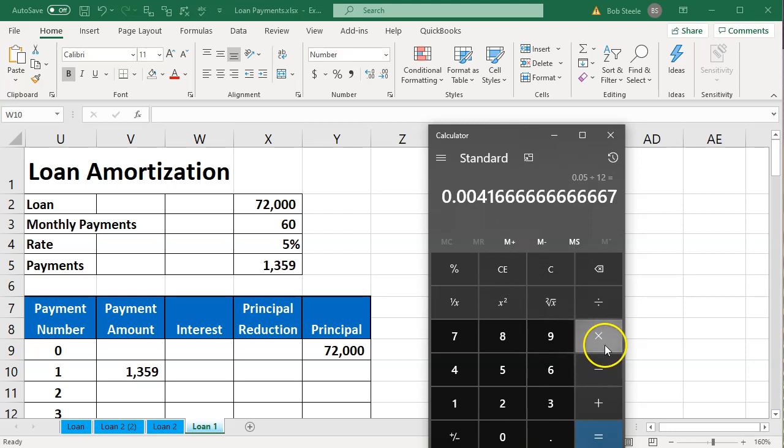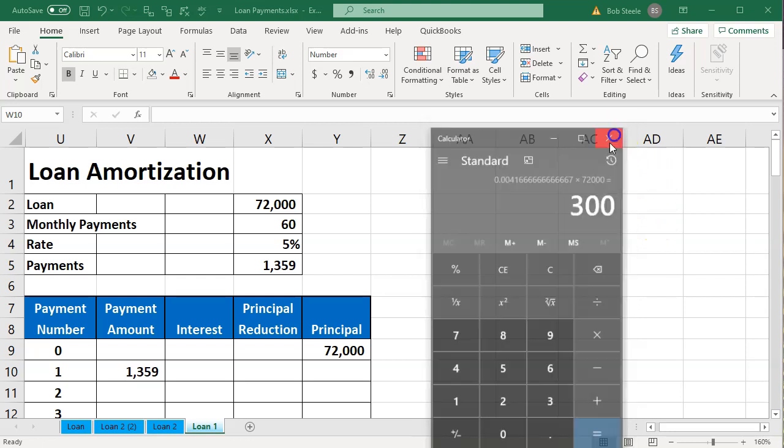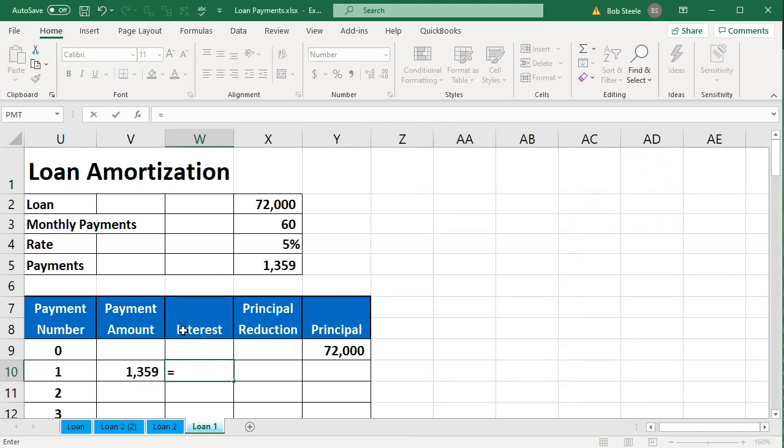Then we're going to say that times 72,000, and that would be the 300. So let's calculate that with a formula here. I'm going to say that equals the 72,000 times the 5%. And then I'm going to double click on that and take that and divide it by 12. Now you could put brackets. You don't need brackets because of order of operations. It'll multiply and then divide. So we're going to say, okay.